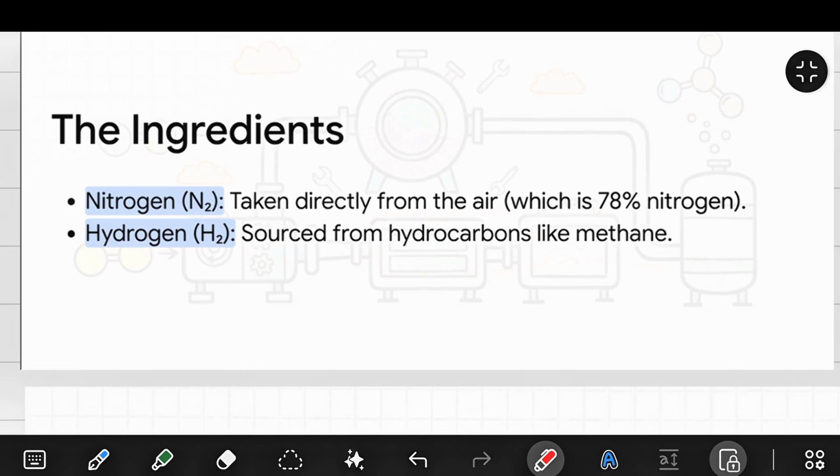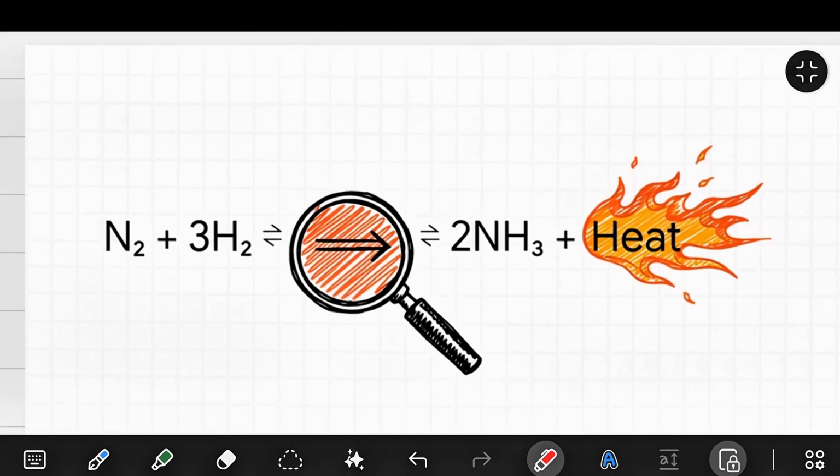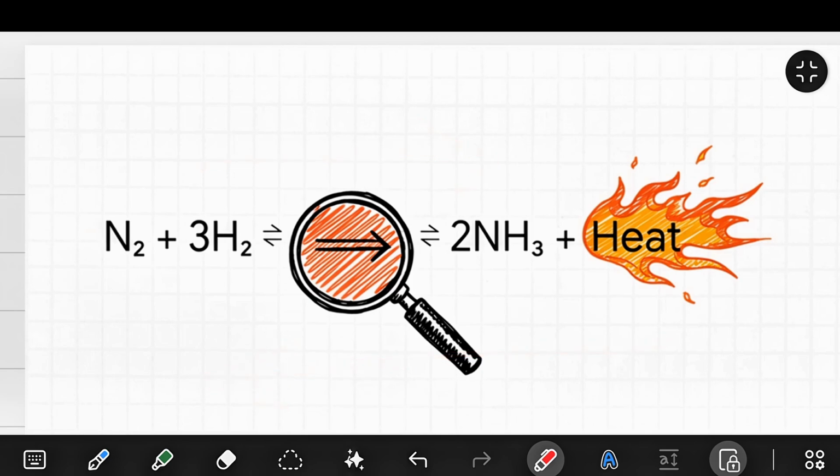So two important things about this reaction are that it produces heat, which means that it is an exothermic reaction, and it is a reversible reaction, which means that equilibrium is established, meaning that the rate of the forward reaction is equal to the rate of the backward reaction. So some of the ammonia that gets formed will break back down to reform nitrogen and hydrogen.